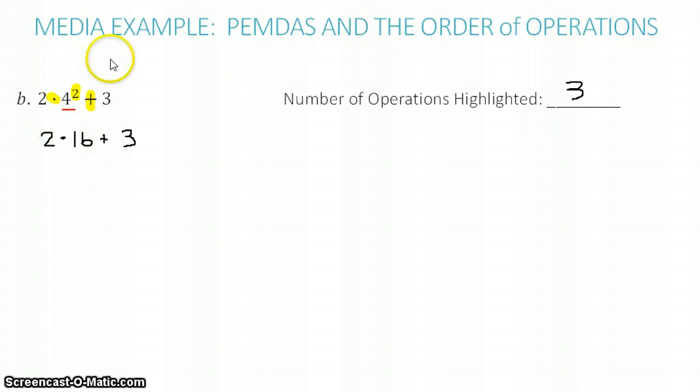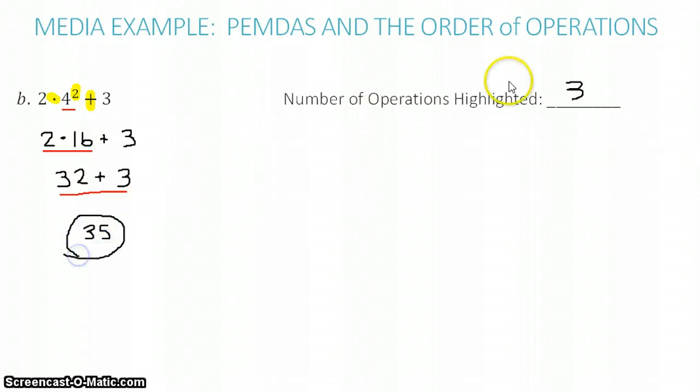Now we have multiplication and addition. We do multiplication first. 2 times 16 is 32. Write the remaining problem. 32 plus 3. And that's our last operation. 32 plus 3 is 35. And that's our final result. So we had exponent, multiplication, then addition. Those are our 3 operations.